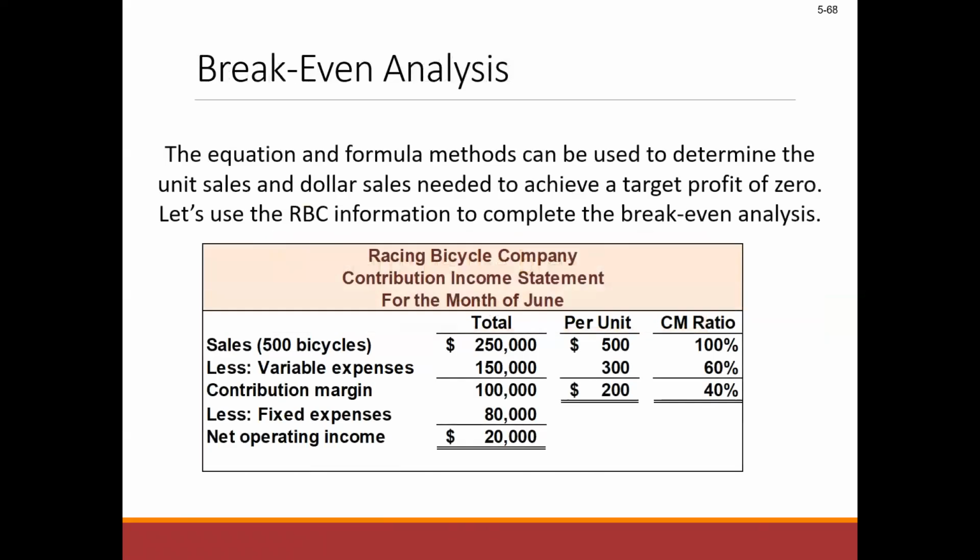Break-even point. In this case, we can figure out what the unit sales and the dollar sales have to be to break even. Here are in dollars. Here is per unit. And here's our contribution margin ratio. So if we get 40% per unit, we can then figure out how many items we need to sell in order to cover our fixed expenses.